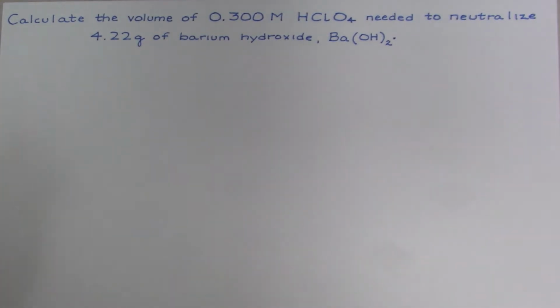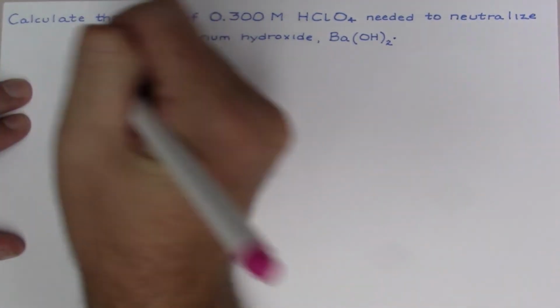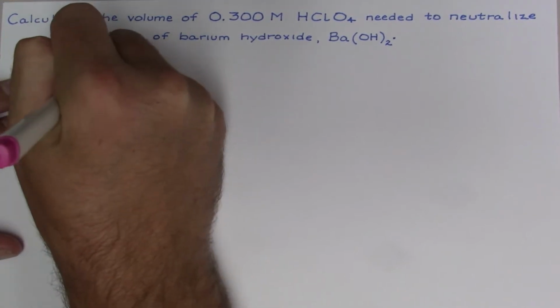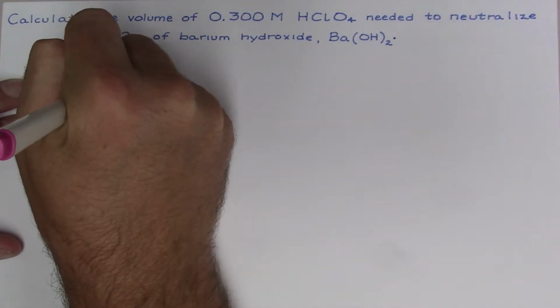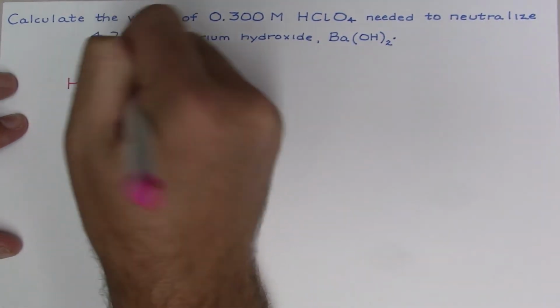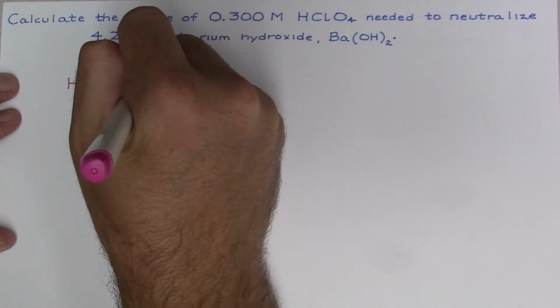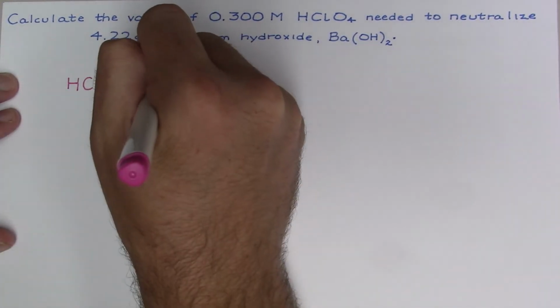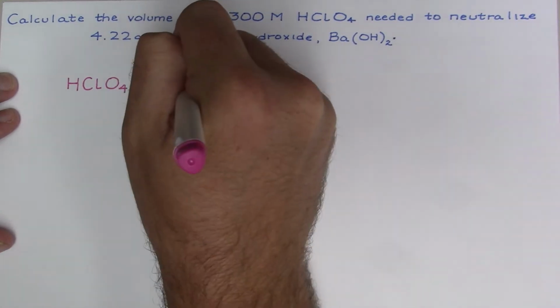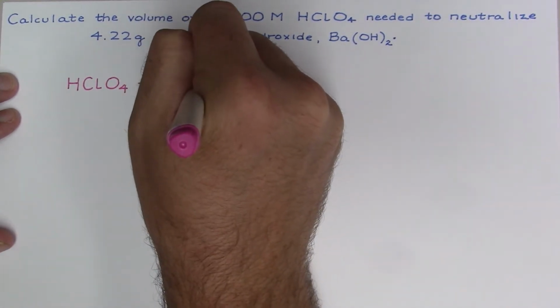So the first thing that we need to do with all acid and base titrations is write a balanced chemical equation. The first thing that we will do is write our acid, which is going to be our HClO4, or perchloric acid. Then we are going to mix it with our base, which in this case is going to be barium hydroxide, Ba(OH)2.